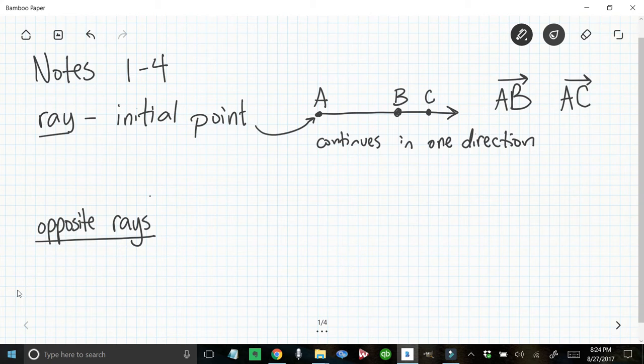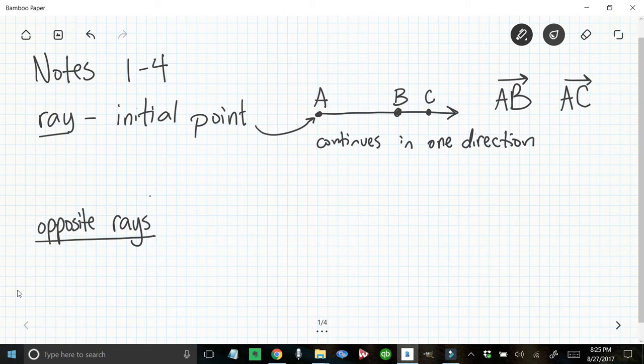But unlike lines and segments, I cannot switch these two letters around, because that first letter always has to be that initial point or kind of that beginning point for that ray. So I could name this ray AB because it starts at A and then goes in the direction of B. I could name it AC because it starts at A, goes in the direction of C, but I couldn't switch those around and call it CA because that would start here and go forever that direction. So you can't switch rays around like you can lines and segments.